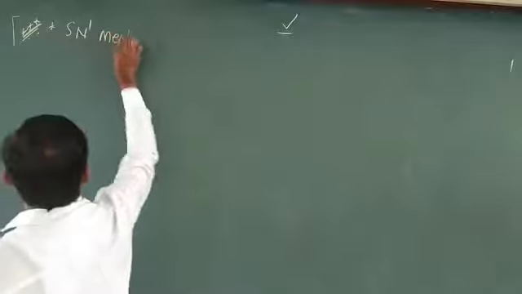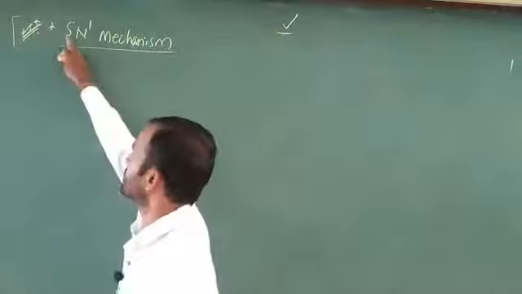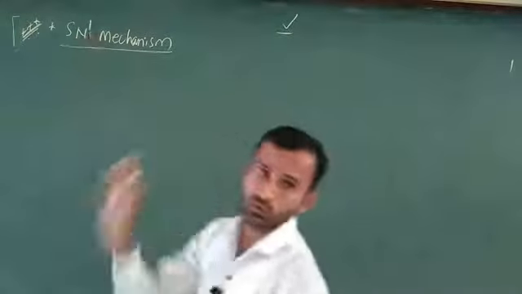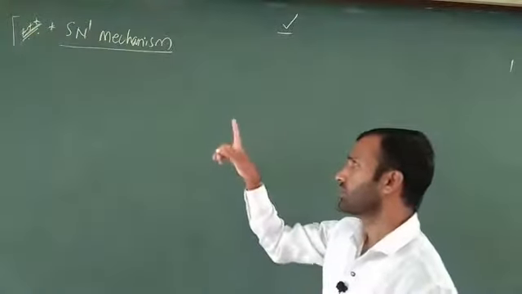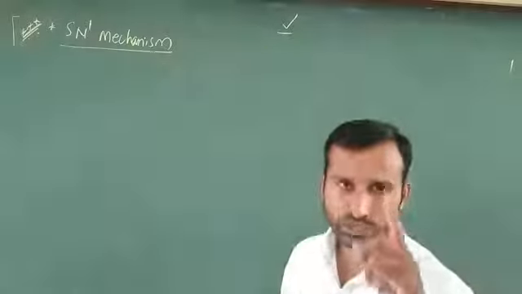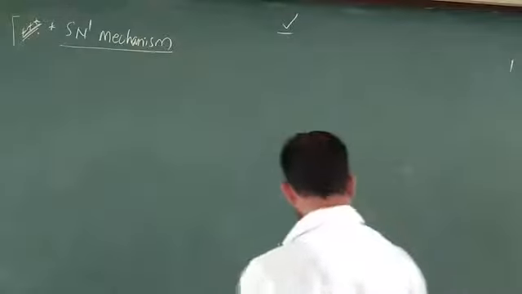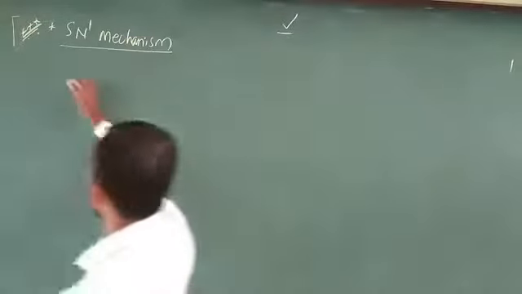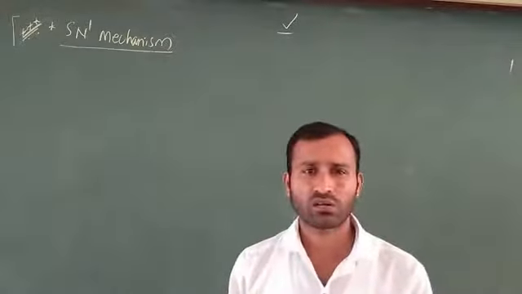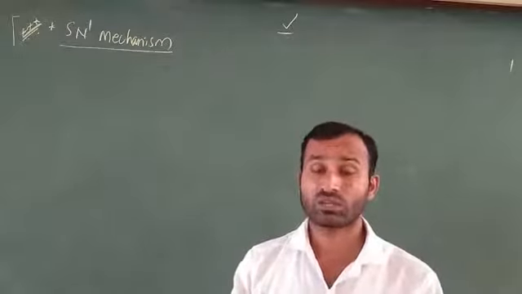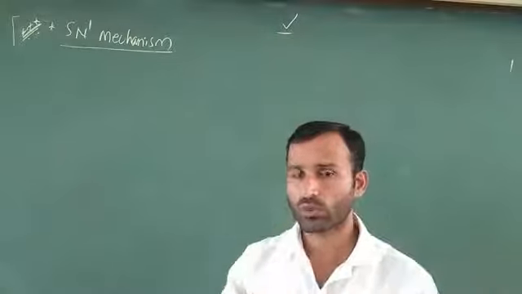SN1 mechanism. You know very well about that. Substitution, nucleophilic, unimolecular, that is what SN1 indicates. The SN1 mechanism has a 2-step mechanism; the SN2 mechanism is only a 1-step mechanism. I am going to consider the reaction first. Next is the order of reactivity, and what is the rate determining step? We will study that later, that is the difference between SN1 and SN2.